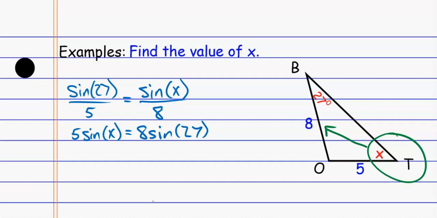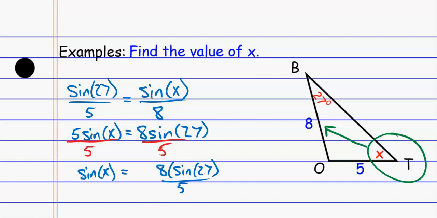round-off error. And now to get x by itself, normally to get rid of the sine, I would take the inverse sine, but there's something else there, okay? So I have to get rid of that 5 first, so I'm going to divide each side by 5. And I'm just going to write this as 8/5 times the sine of 27. You could leave it as a big fraction. It doesn't matter. Whatever you're more comfortable with, whatever's easier for you to punch into the calculator, because that's where we're headed with this thing, okay?